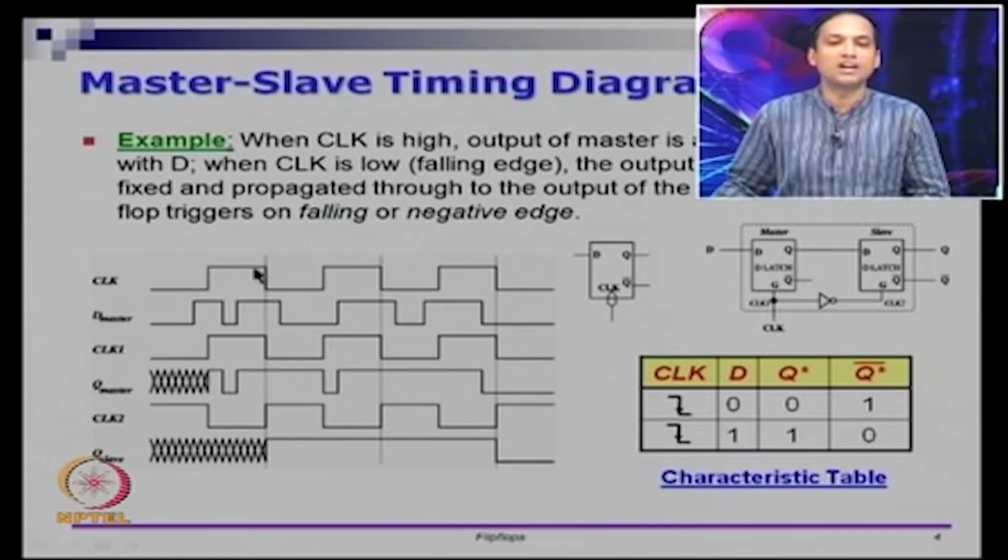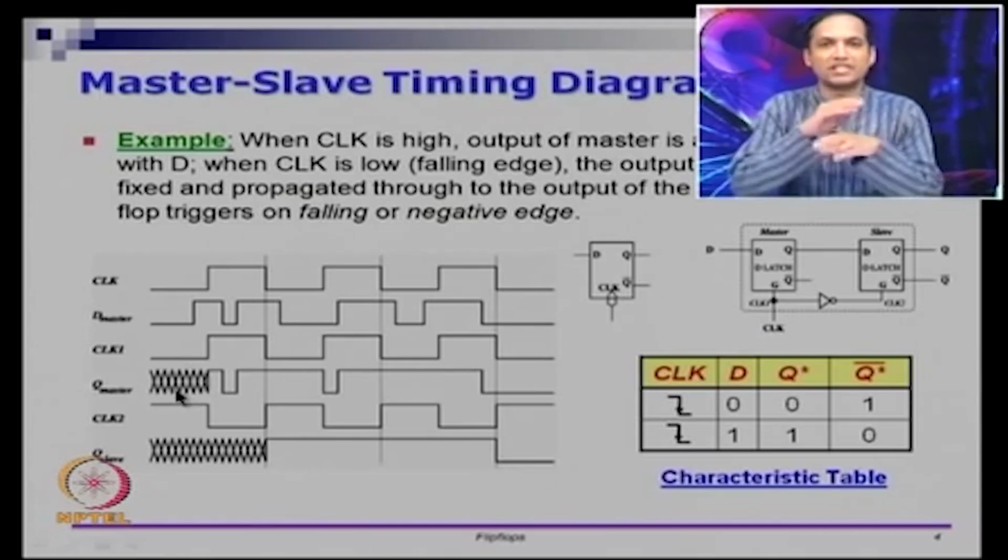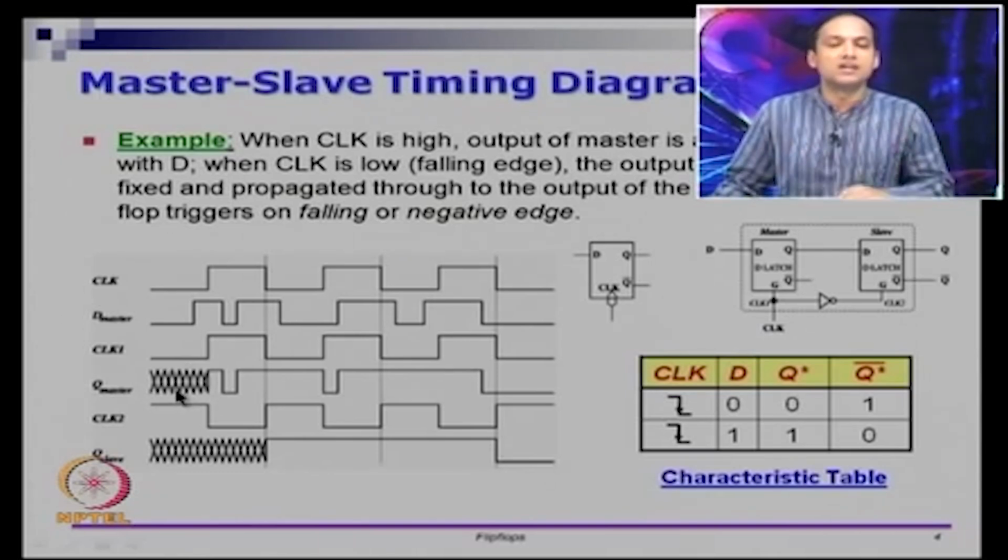So all changes in D which is coming into the master will go as Q of the master, right. Even if I do not know what is happening before the clock, this cross kind of hatching that you see there indicates that I do not know what the value of D is, or I do not care about what the value of D is. Let us see from this point onwards what happens.